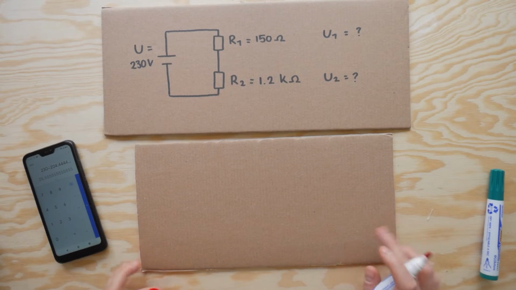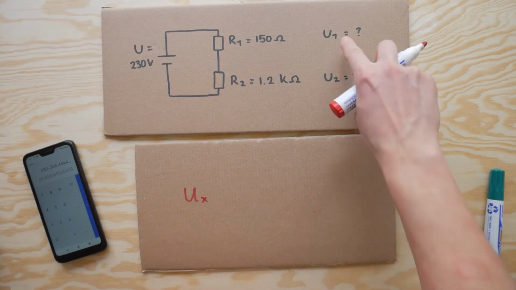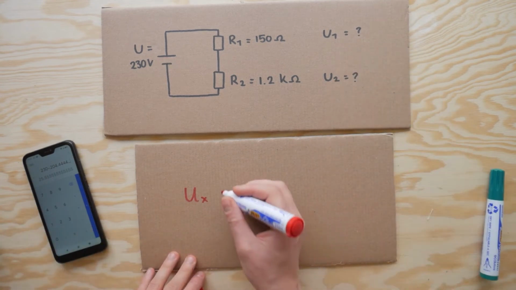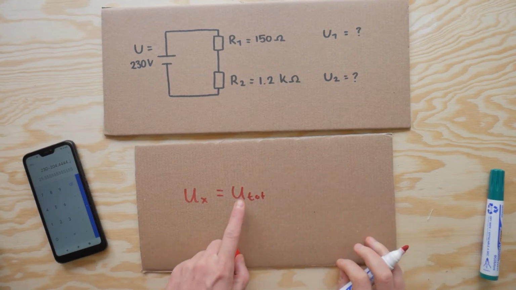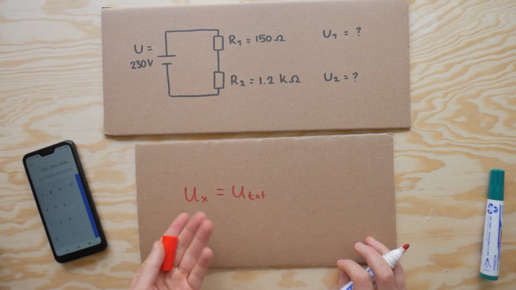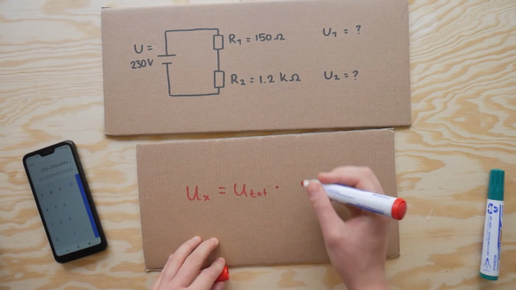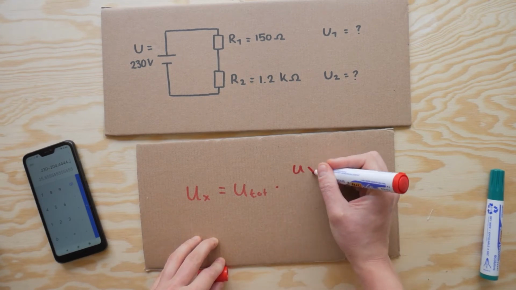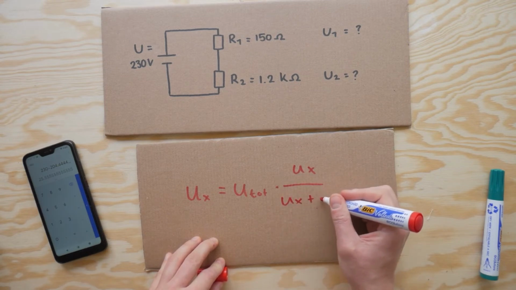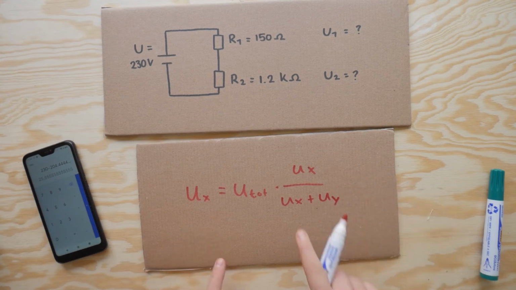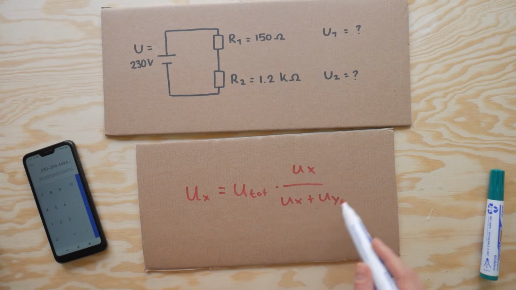What we just did is U_X, where X is 1 or 2 or 3 or 4 or 5, it doesn't really matter, is U total, which usually is just written with just a U without the total, but to make it more clear, times UX over UX plus UY. You'll also find these X and Y's as just 1s or 2s. And this is how you do voltage splitting.